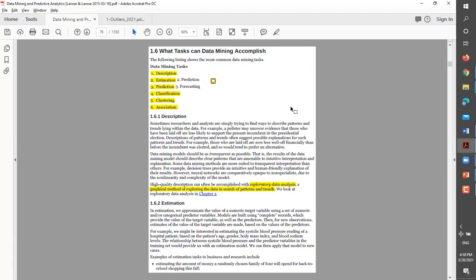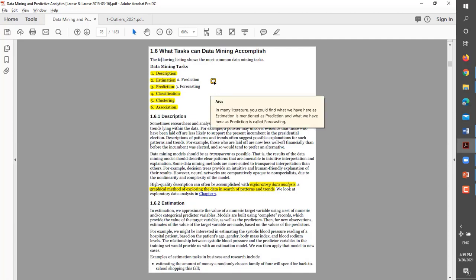So here we have the different parts of data mining. We have the description, estimation, prediction, classification, clustering, and association. You know the meaning of these words from the class. The only thing that I want to add here is that estimation in some books is called prediction, okay? But in this book, they called it estimation. And prediction is called forecasting. So description, prediction, forecasting, classification, clustering, association is the same thing, okay?